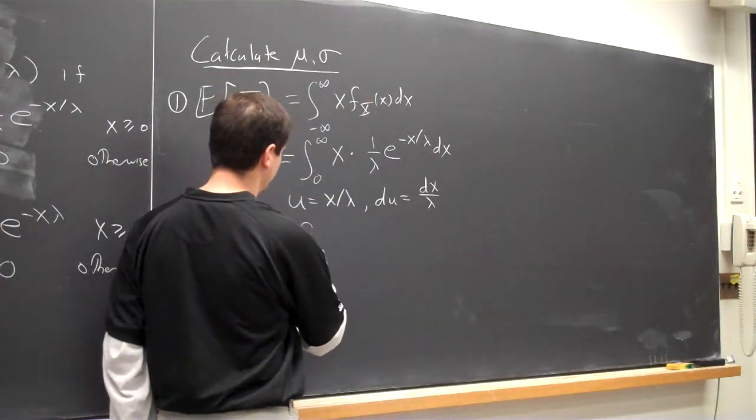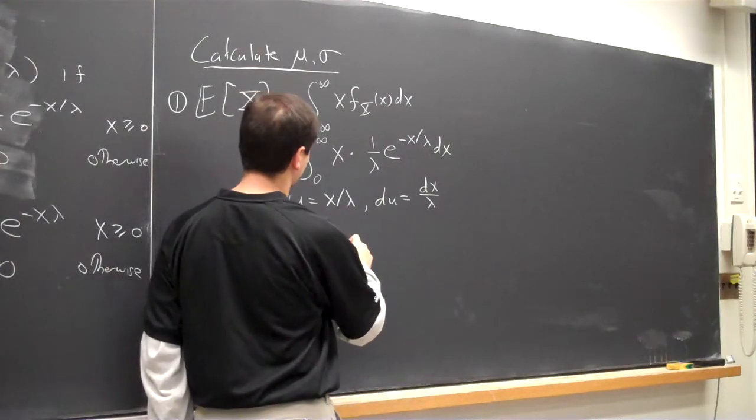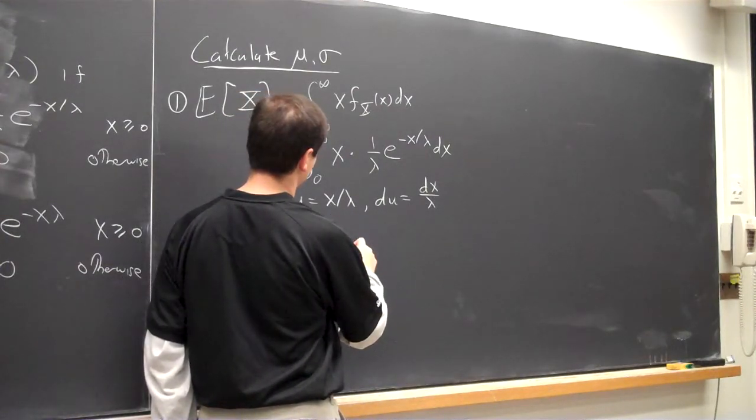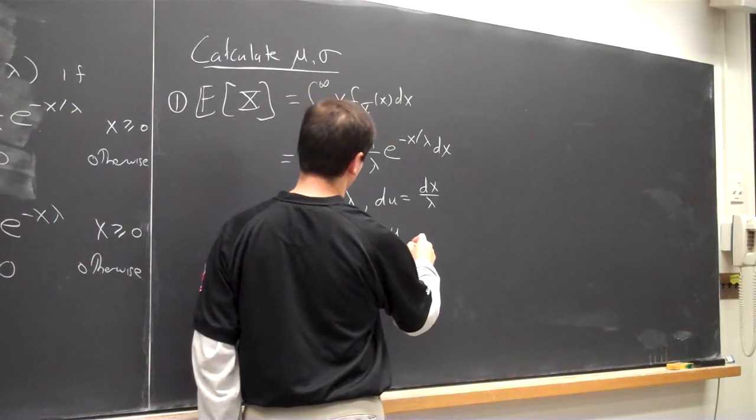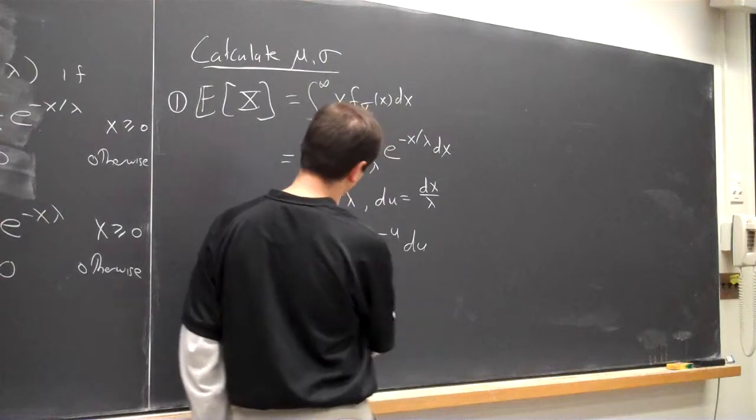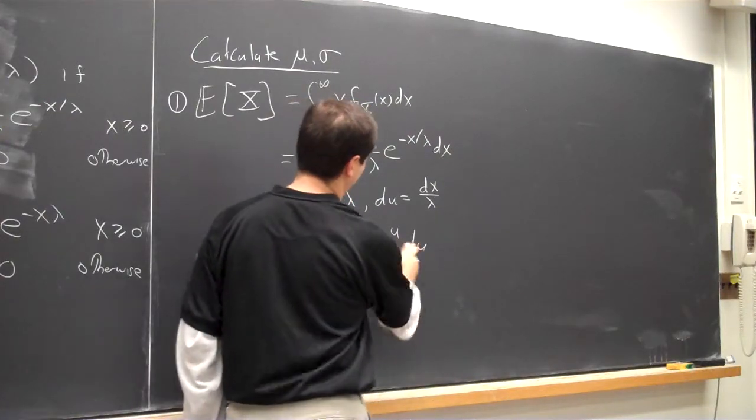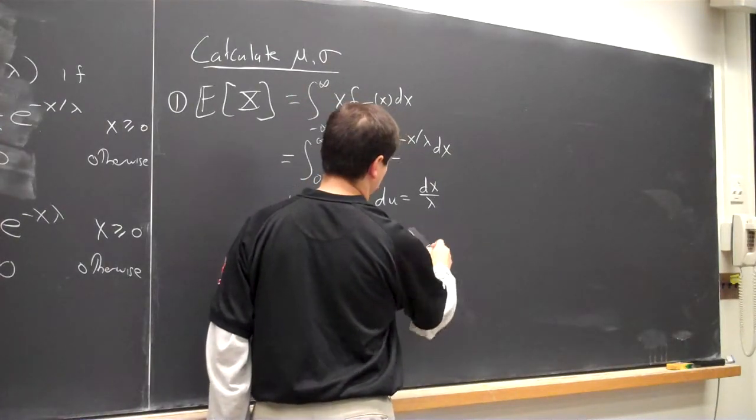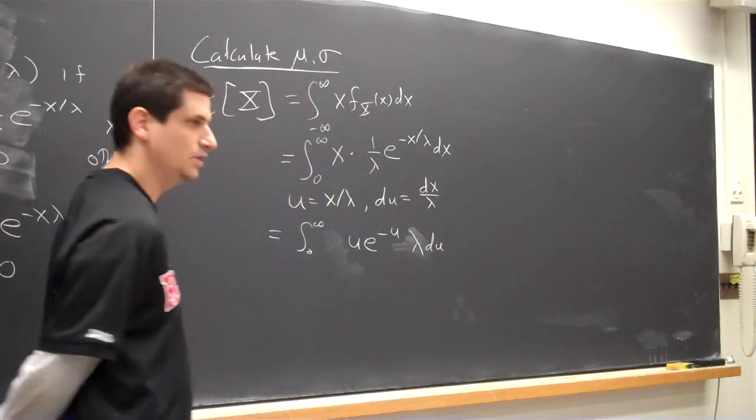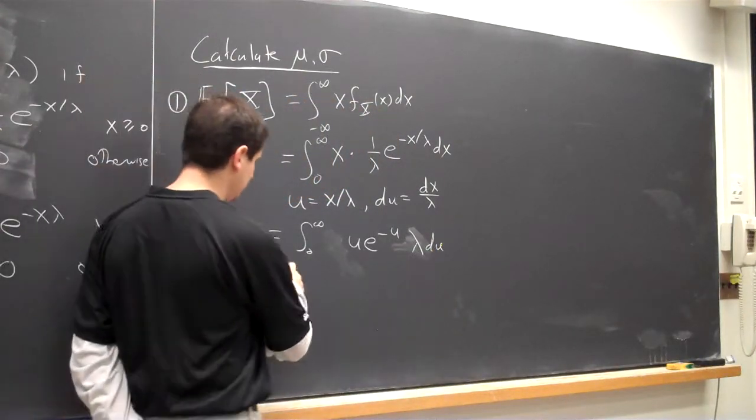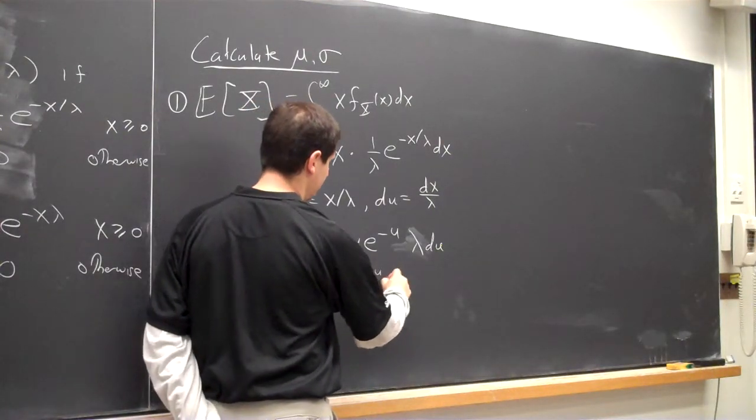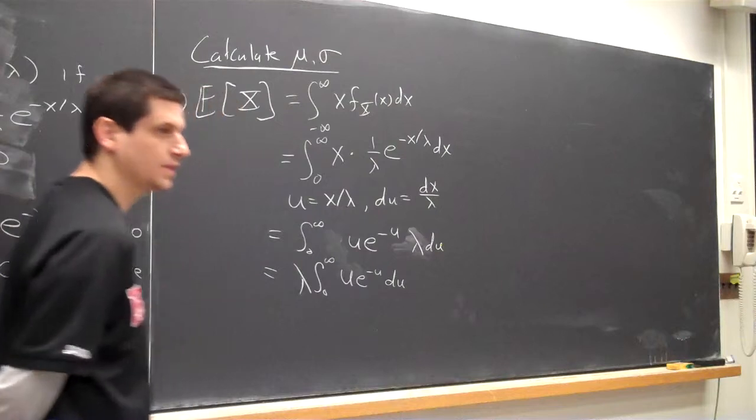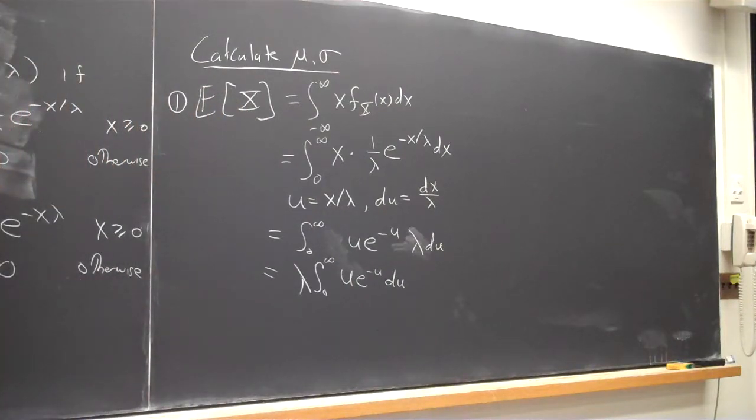So I'll get the integral from 0 to infinity of lambda u e to the negative u du. Now if you want, the lambda really should be put over here. Alright, I can pull out the lambda. I have lambda times the integral from 0 to infinity of u e to the minus u du. How do I handle this integral?